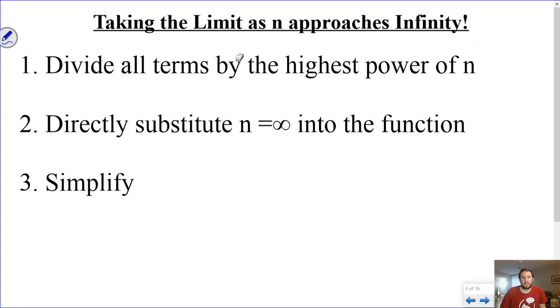So when we're looking at infinities, or in other words, when we have some limit where n approaches infinity of some function or some sequence Tn, there's a couple ways we can do this. We could divide all terms by the highest power of n, and what that'll do is take a lot of the things in our sequence or in our function and turn them all into 0. We could directly substitute like we did in the previous example, or we could simplify. Sometimes when we simplify, things cancel out and it gets rid of that infinity for us.